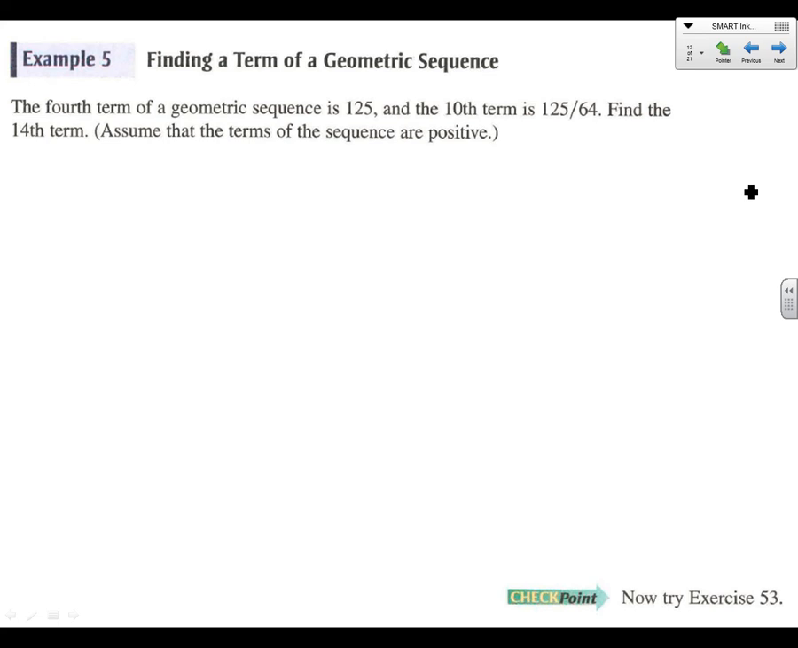Here's what we're going to do. We're going to say, okay, the fourth term is 125 times r. We're going to multiply 125 by r 6 times, because to go from A4 to A10, we would need to multiply 6 times. Once to get to A5, twice to get to A6, right? And so forth and so on. And that's going to equal 125 over 64. And our job here is to solve for r.